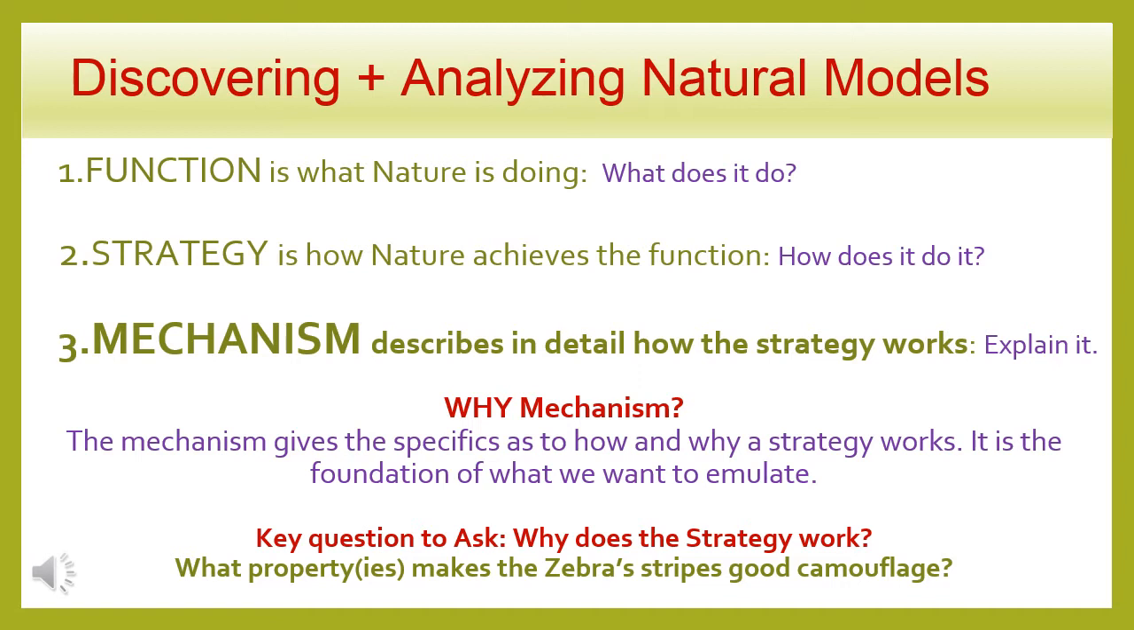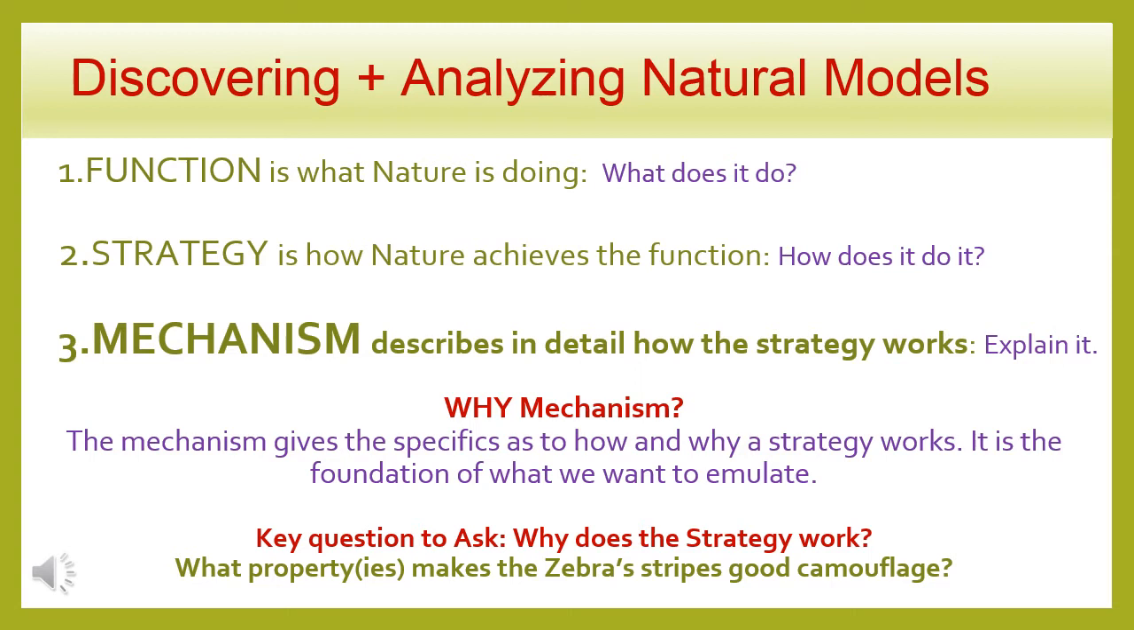While a strategy will give you a broad idea of how a function works, the mechanism will give you critical information needed to expand on the idea and abstract a design principle, such as scale, temperature range, and chemical names. Understanding the mechanism is the most important part of a successful biomimicry because the mechanism is the part of the organism that we are trying to emulate.